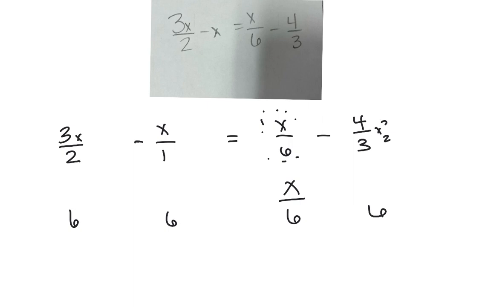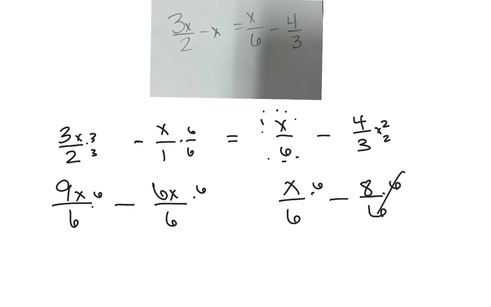Multiply each thing by 2, so I get an 8. And I multiply each of these by 6 over 6, and I get 6x. And I multiply each of these by 3, and I get 9x. Multiply everything by 6 so those denominators can cancel out.